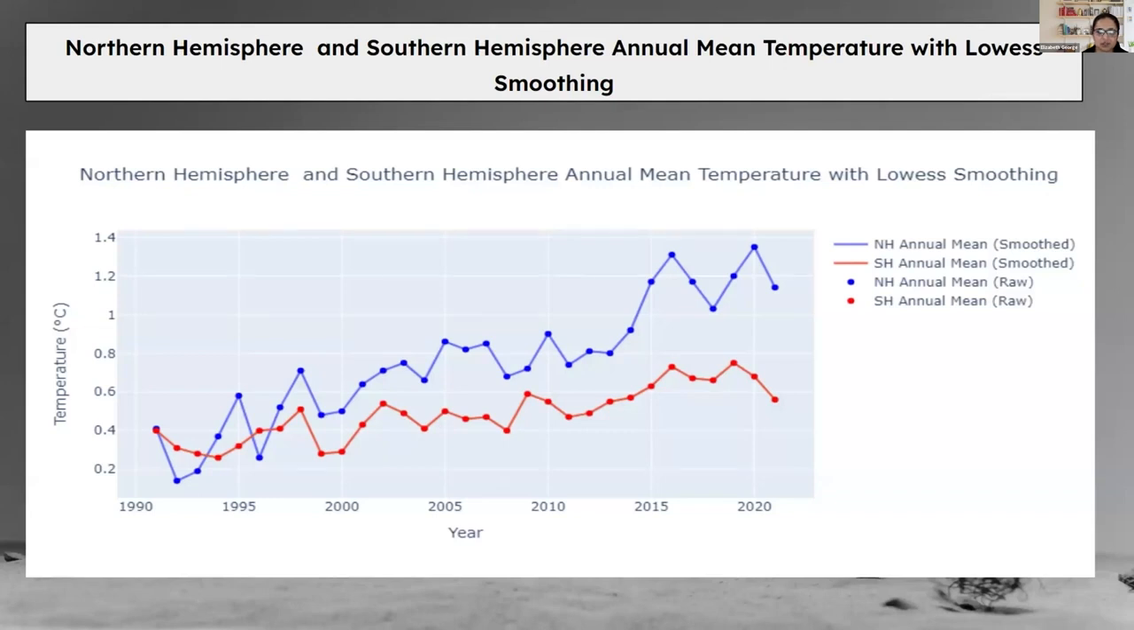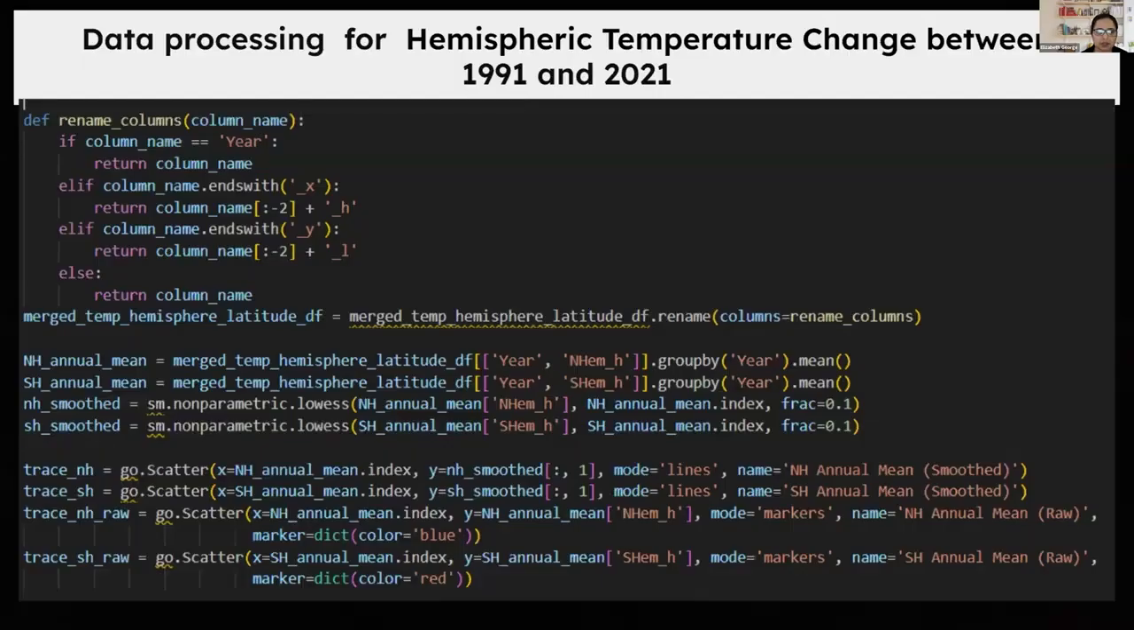It represents the temperatures across different hemispheres. The x-axis represents the years and the y-axis represents temperatures. It is evident that there is a gradual increase in the temperature from 1991 to 2021. In this code, I have used the lowess function of the statsmodels library for calculating the annual temperature mean and the go.Scatter function for creating the traces for the graph.